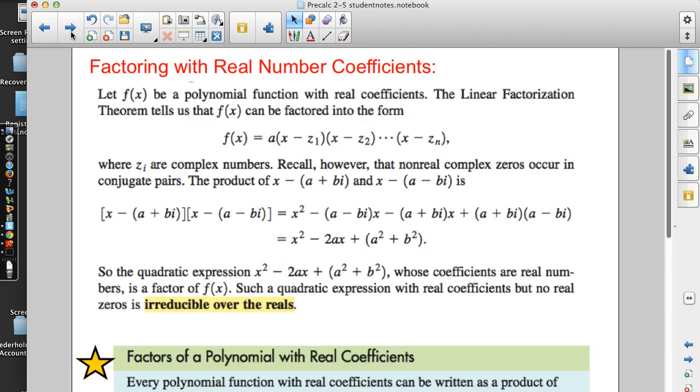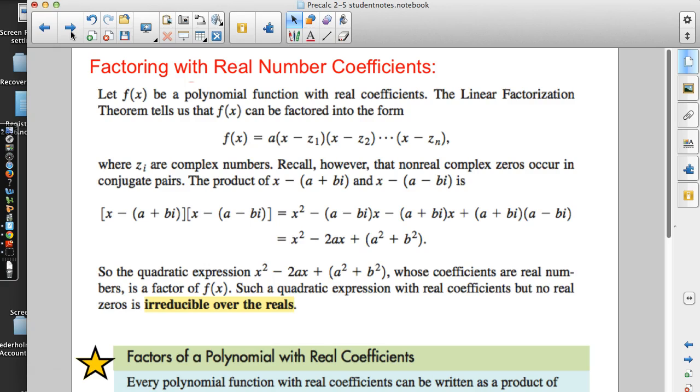So where z sub i, those are complex numbers. We saw that in the last one. Recall, however, that non-real complex numbers occur in those conjugate pairs. And what we did so that we could make this a little easier to multiply it back together was we regrouped. But they're saying, what if you didn't regroup? What would you see anyway if you didn't regroup that complex number piece?